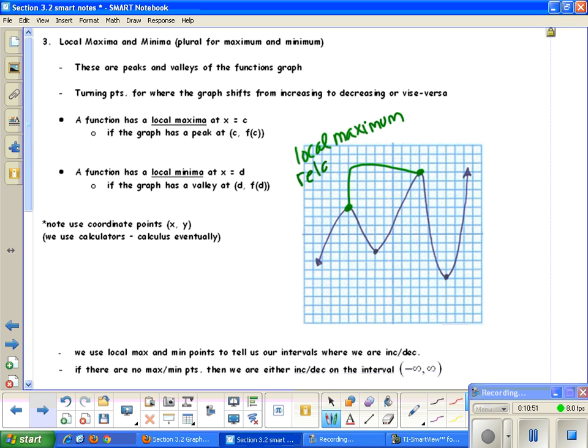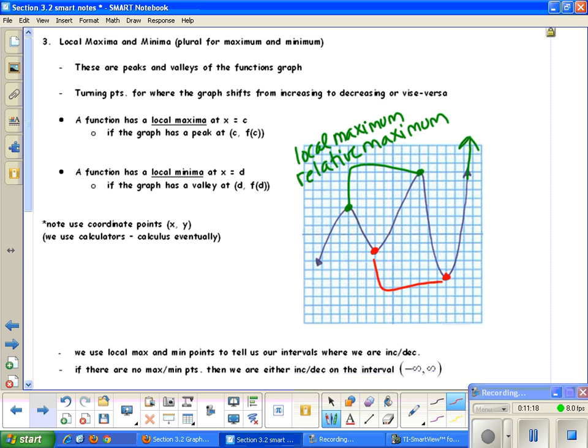Sometimes you'll also see relative maximum. Local and relative just mean the same thing. It just means that at those points it's relatively the highest point. However, if you notice over here, because your graph goes all the way up to infinity, we know that it's not the actual highest point on your graph. Same thing with these points down here.